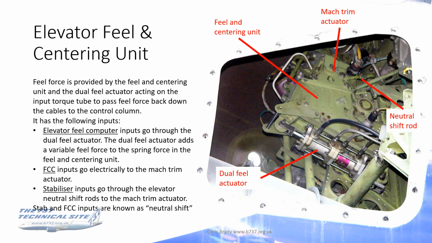Now, stabilizer inputs go through the elevator neutral shift rods to the Mach trim actuator, and you can just about see one. They are difficult to see. They're kind of buried behind this unit. I couldn't really get a particularly good photograph to show these rods. Now the stab and the FCC inputs collectively are known as neutral shift, or if you like, centering. And this is how the unit gets its name.